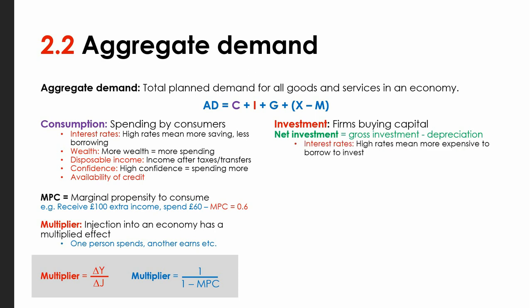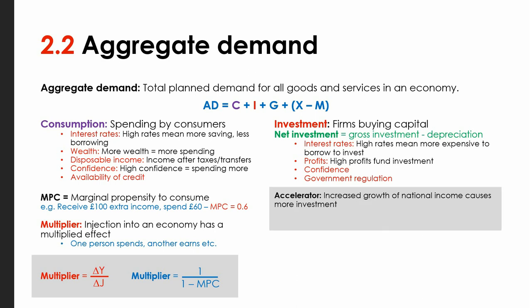This will be, again, determined by interest rates because high interest rates mean borrowing is more expensive. It'll be determined by profits. If firms are very profitable, they're more able to fund investment. High confidence means high investment. And things like government regulation will affect investment as well, because government regulation can make it quite costly to invest if firms have to jump through different loopholes in order to do that.